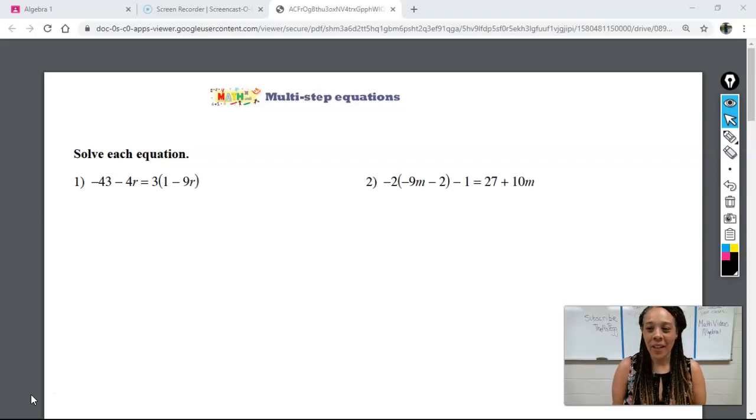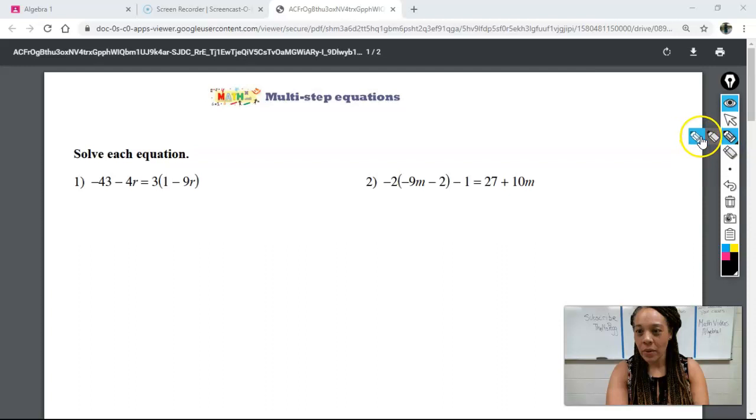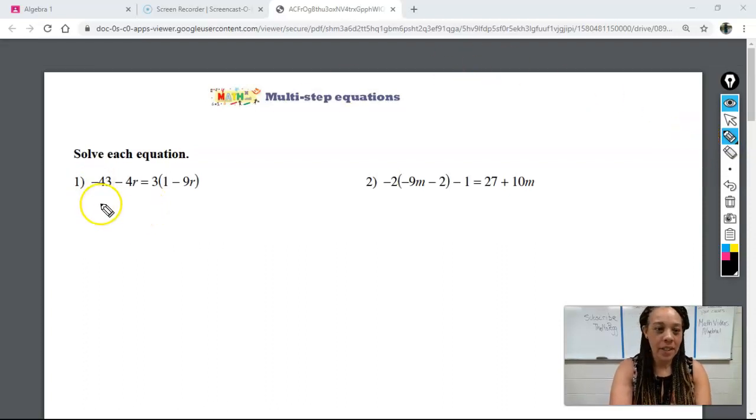So if you are following along, let me pull my pen up here. What we are doing is multi-step equations. I will attach the video down below so that you can print one out for yourself and try to follow along if you do not have this homework but you are just trying to get some extra help. Okay, so as we always do, jump right into it.